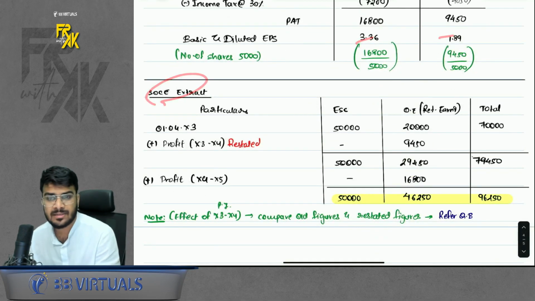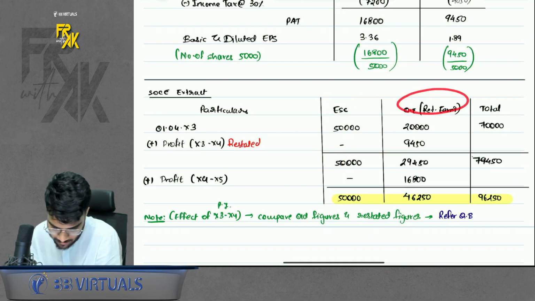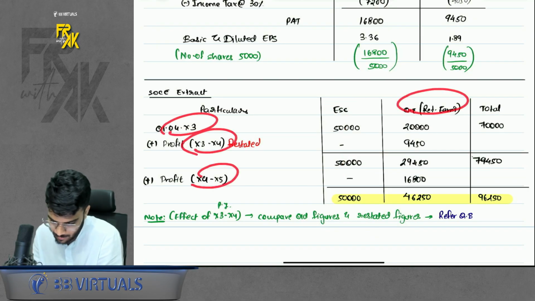SOCE extract is very easy to prepare. Equity share capital was given. It does not change over the period. Retained earnings: the opening balance is given. Add the previous year, add the current year. You will get the balance.